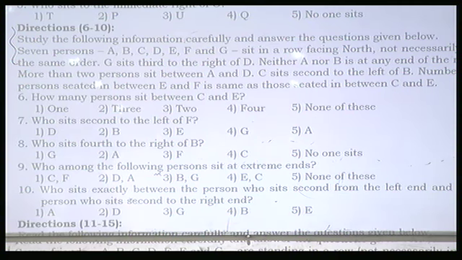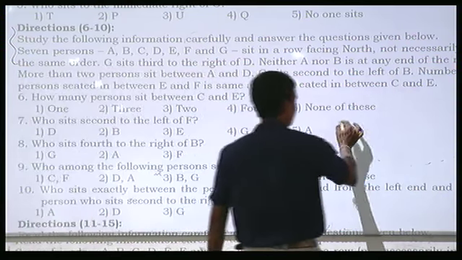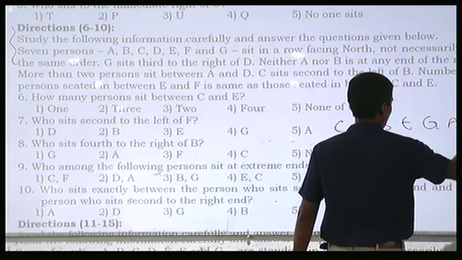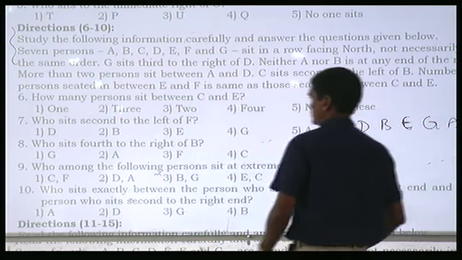What is the order you got in this? C, D, B, E, G, A, F is the order in which these 7 persons were seated.